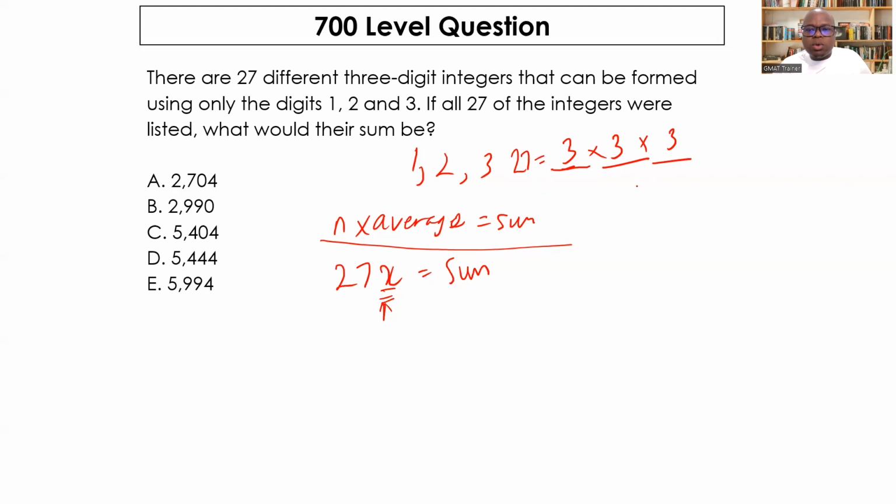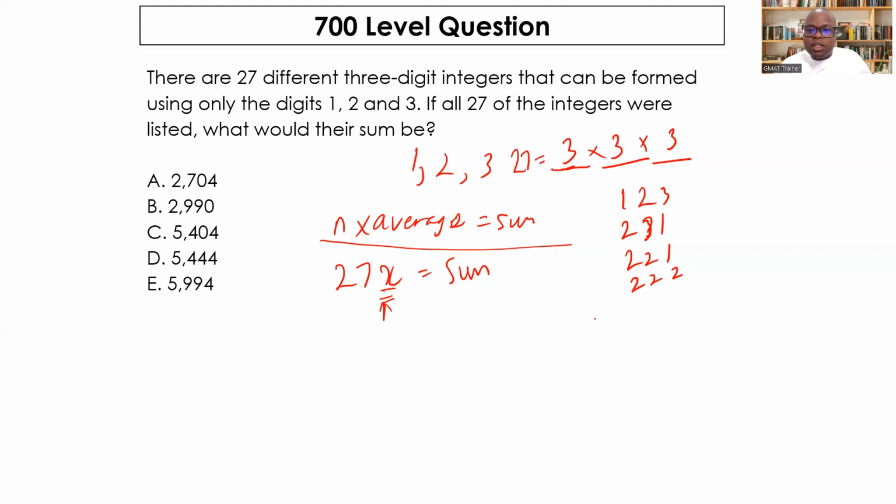So what this means is that we have 1, 2, 3, 2, 3, 1, 2, 2, 1, 2, 2, 2, and so on and so forth. If you write all these down, you'll end up having 27 different variations of the digits 1, 2, 3. That's what it means.